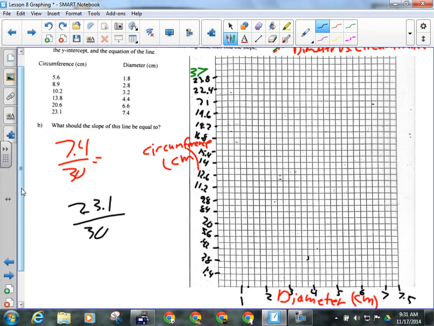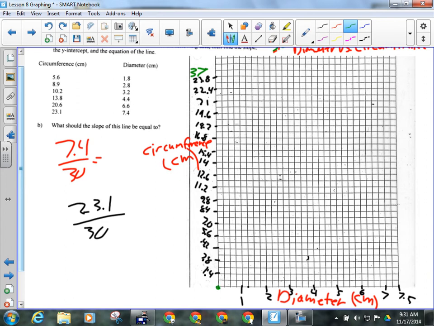All right. Once I have both axes on there, can I start plotting my points? Sure. Okay. So that's what I'm going to do. I'll use a different color here so we can see them a little more clearly. All right, so my first point is 1.8 and 5.6. I could also assume, even though it's not on here, that a circle with a diameter of 0 would have a circumference of also 0. I know that's not on here, but I'm going to make that assumption because I know it's true.